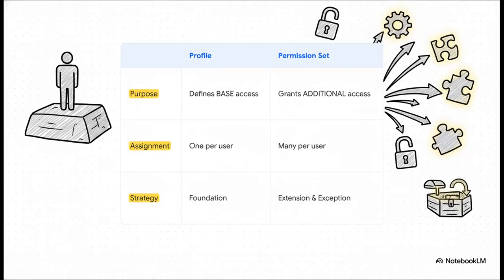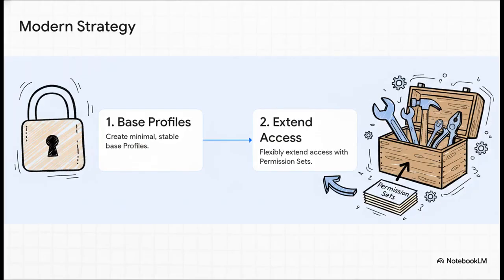When you put them side by side, the contrast is really clear. Purpose, base versus additional. Assignment, one versus many. And strategy, the profile is your foundation, while permission sets are for all the extensions and exceptions. When you use them together, it's a simple but incredibly powerful system. And this brings us right to the modern best practice strategy. The whole idea is to keep your profiles as minimal and as simple as humanly possible. Maybe you create a standard user profile that has very little access by default. Then you build a library of permission sets for every specific job function, and you start granting access like you're handing out tools from a toolbox.